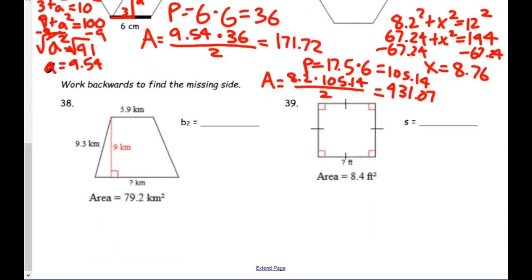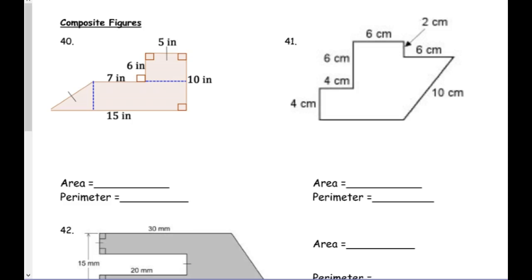Alright, then you got these bonus problems that you can try. And then on the back we have composite figures. So this tick mark is 5, so this tick mark has to also be 5. So we can find the perimeter if we add up all the sides. So we got 5 plus 7 plus 6 plus 5 plus 10 plus 15. So we got 12, 18, 23, 33, 48. Perimeter is 48 inches. Now the area is going to be 3 areas.